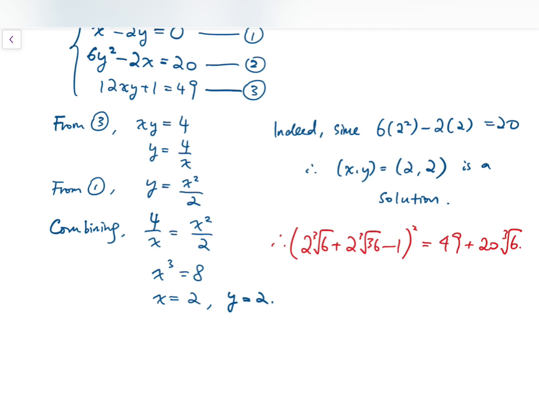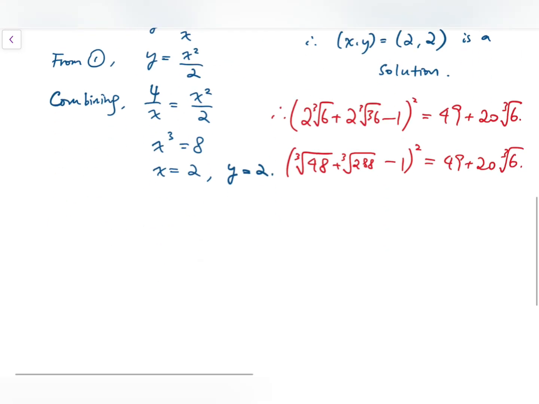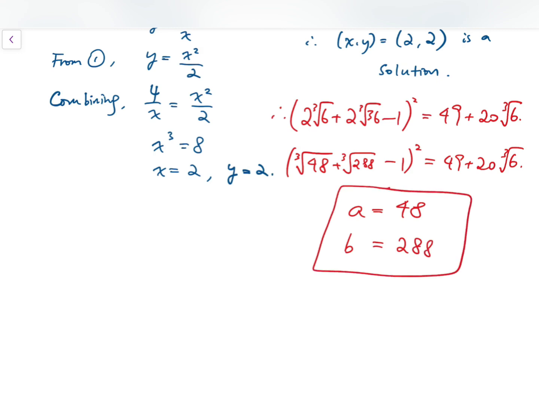As for our final answer, we just have to put the 2 into the cube root sign. So for 2 times cube root of 6, we have cube root of 6 times 2 cubed, and that's 48. While for 2 times cube root of 36, we have cube root of 36 times 2 cubed, and that's 288, and then minus 1. And so from this, we have our final answer. One of the solutions for positive integers a and b is a equals 48 and b equals 288. Of course, you can reverse the order. So this is the final answer.